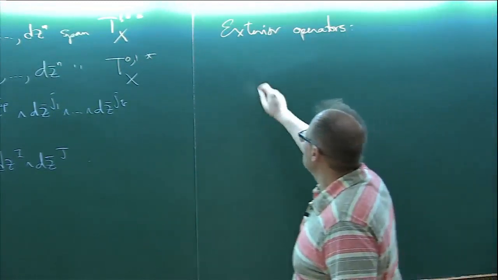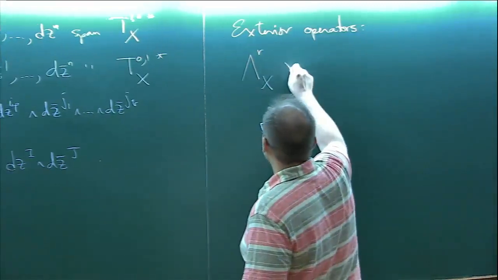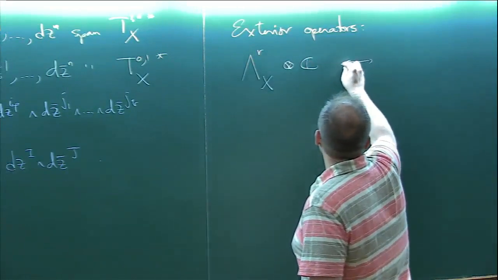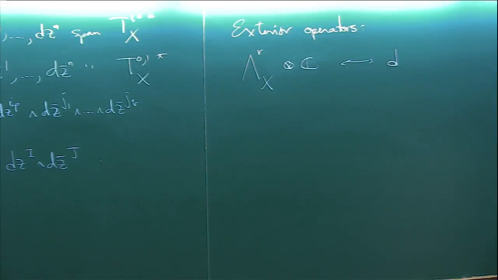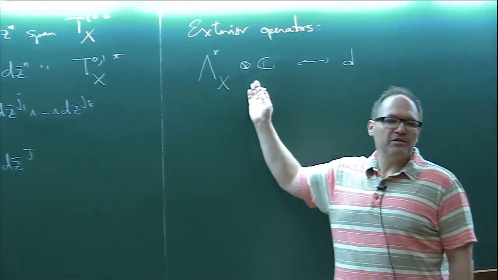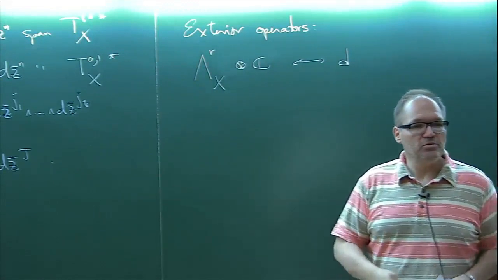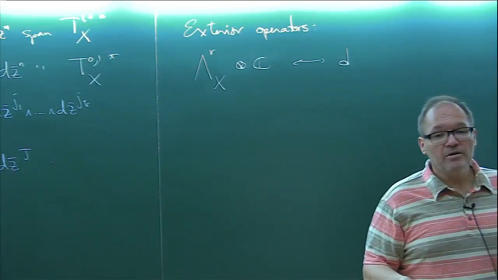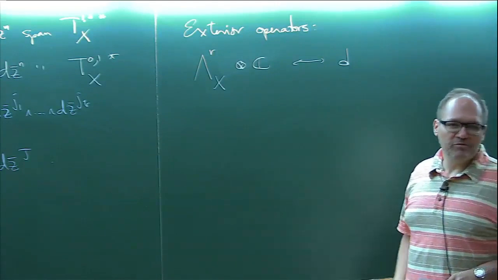So for this space Lambda^r of X, which is maybe tensor with C, you have the exterior operator d, which you all know. You think of an object here as a tensor, and then you take the derivative of that tensor, which means the derivatives of all the coefficients, but then you have to take the skew-symmetric part. So I emphasize that for later reference.